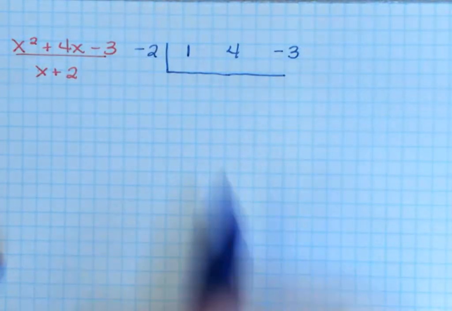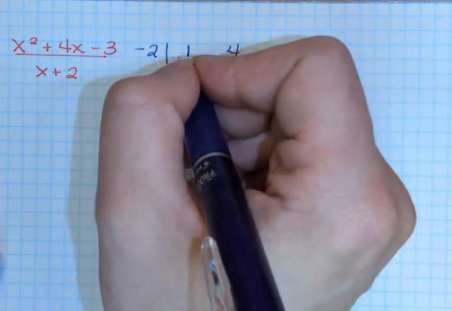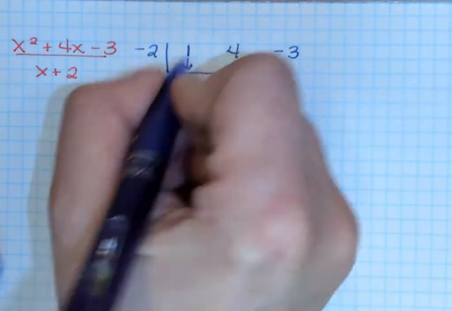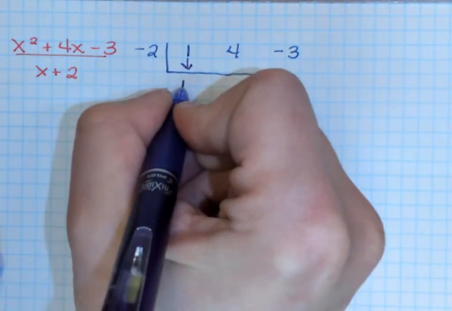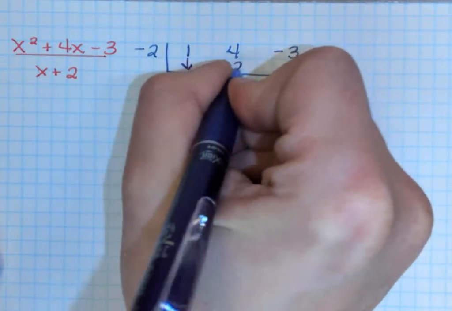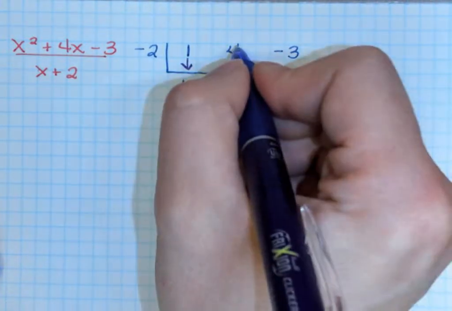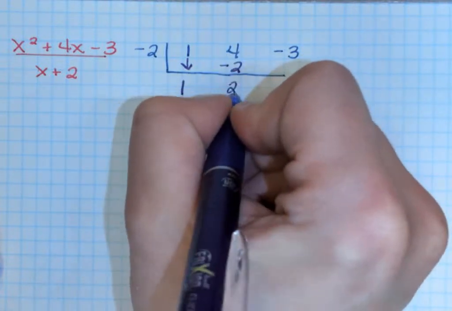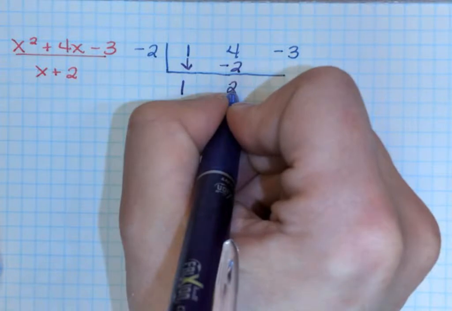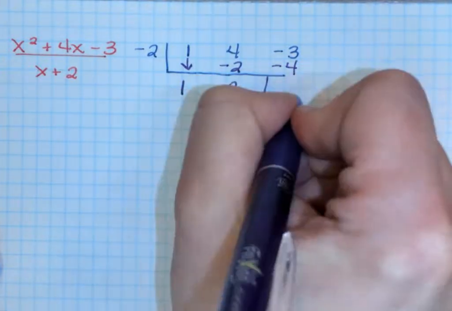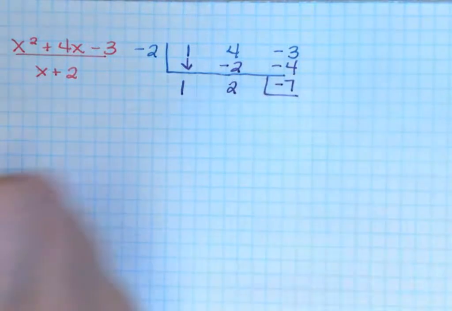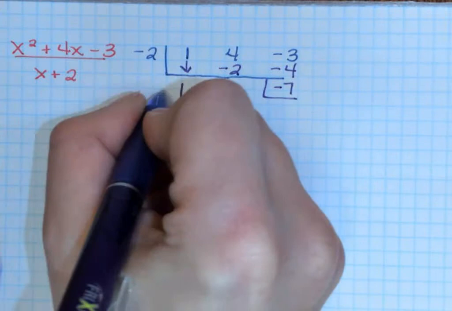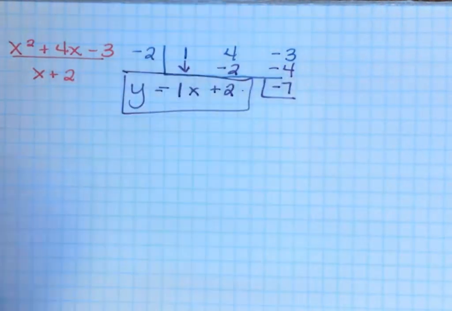And what you do here is pretty straightforward. I'll do one of these for each problem that we're going to do division, so you can choose for yourself if you'd rather do long or synthetic. Drop it. Times. Okay? Add. 2. Multiply. Add. So this is my constant. That's my x. That's my slant asymptote.